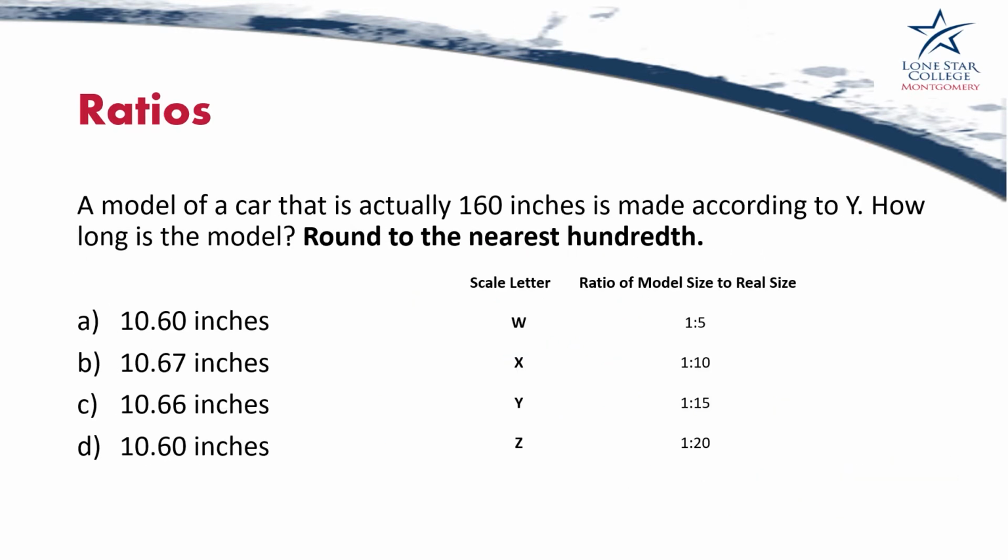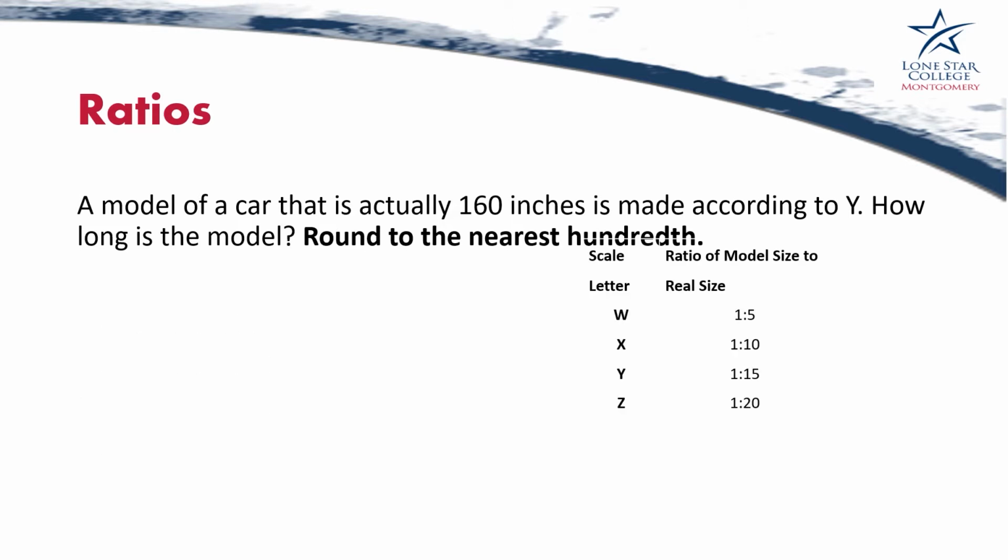So another ratio problem. A model of a car that's actually 160 inches is made according to scale Y. How long is the model? And round to the nearest hundredth. So you see here, we are working with a table, and the table has scale letters W, X, Y, and Z, and each of them has a ratio. If you look at W, for instance, our W scale is 1 to 5. So basically, if our model is 1 inch, the actual real size of the car would be 5 inches. That's kind of the scaling we're working with.